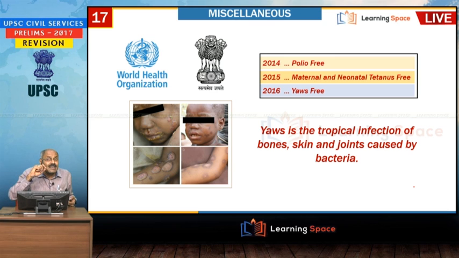Then India was declared as free. Please don't forget: 2014 polio free, 2015 maternal and neonatal tetanus free. World Health Organization declared in 2016 India as free. Please don't forget, as is the bacterial disease. This is the tropical infection of bones, skin and joints caused by bacteria. So, India is declared as free.